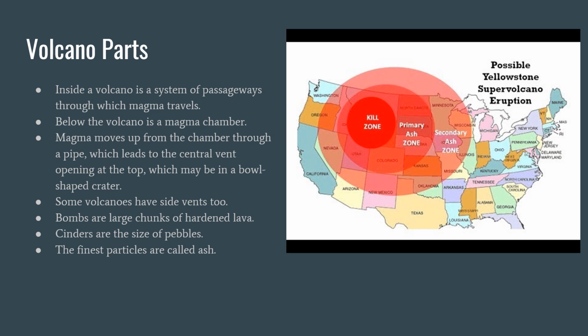Bombs are large chunks of hardened lava. Cinders are the size of pebbles. The finest particles are called ash.